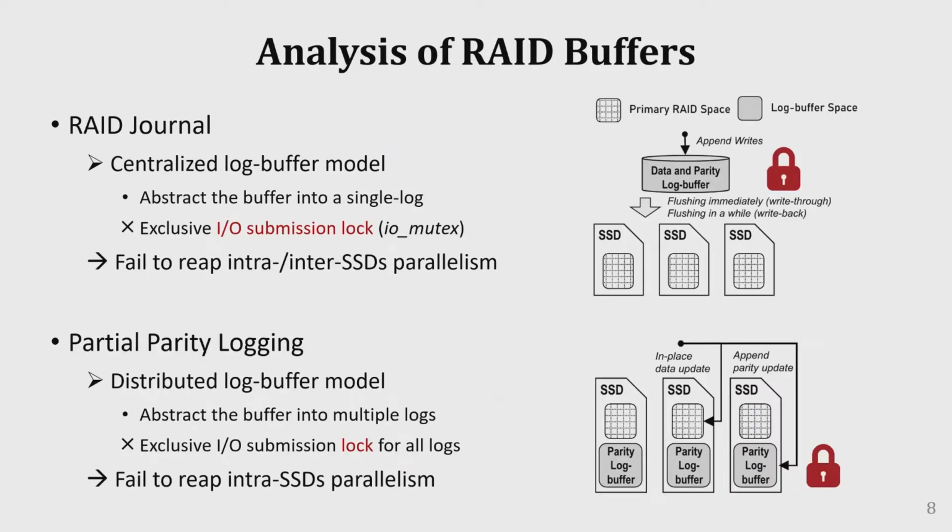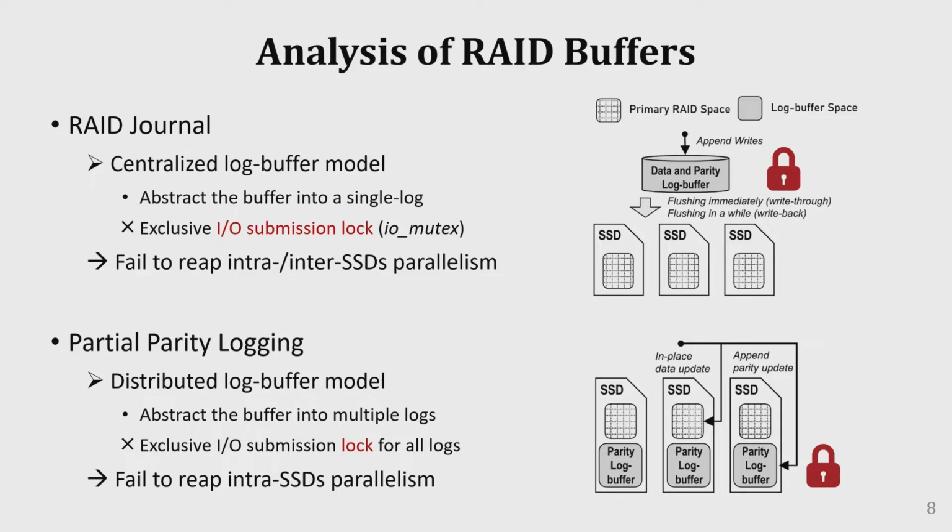Then, to identify the cause of poor write scalability, we investigate the structure of popular write buffering mechanisms. The Linux RAID journal introduces a logging device upon a primary RAID and buffers both data and parity updates. It presents a centralized log buffer model that abstracts a buffer device into a single log with a logically linear address space. It uses a log pointer to identify the current write offset on the single log. The incoming stripe writes and parity updates are sequentially appended to the log by fetching the log pointer without overriding the corresponding old data.